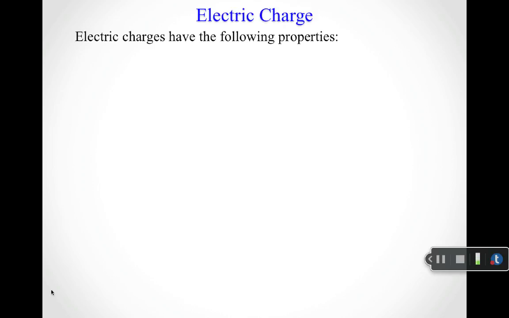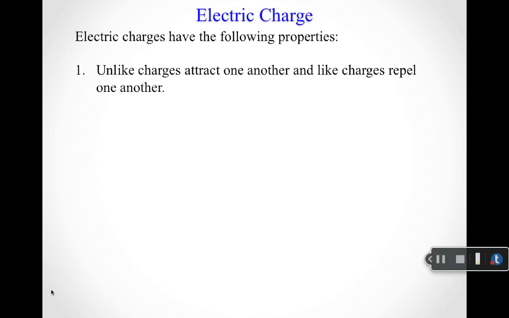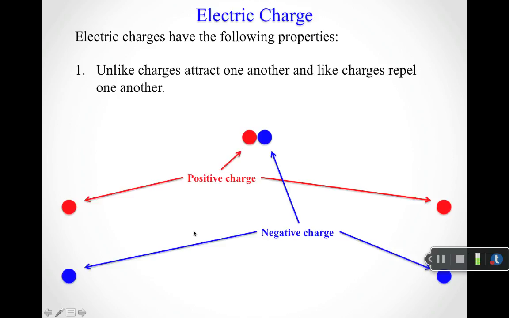To set all that up, let's start by just talking about the very basics of electric charge. So electric charges have the following properties. For one, unlike charges attract one another, like charges repel one another. Which means if we've got a situation like this, you see here we've got this charge colored red, this charge colored blue. These are opposite, they're attracted together, whereas you put two red charges together, they're going to repel. You put two blue charges together, they're going to repel.